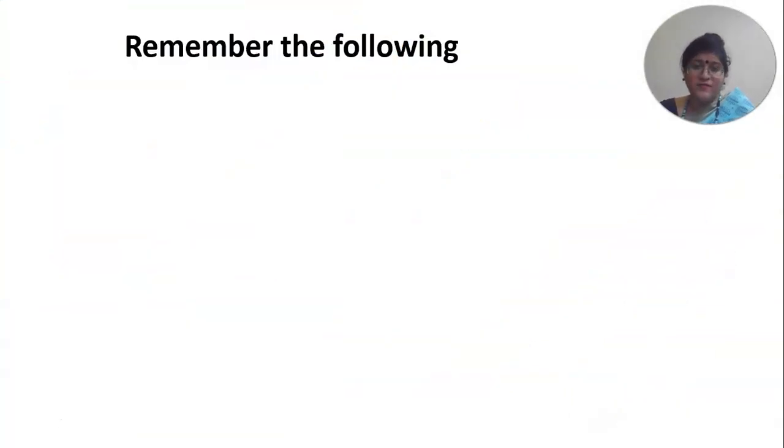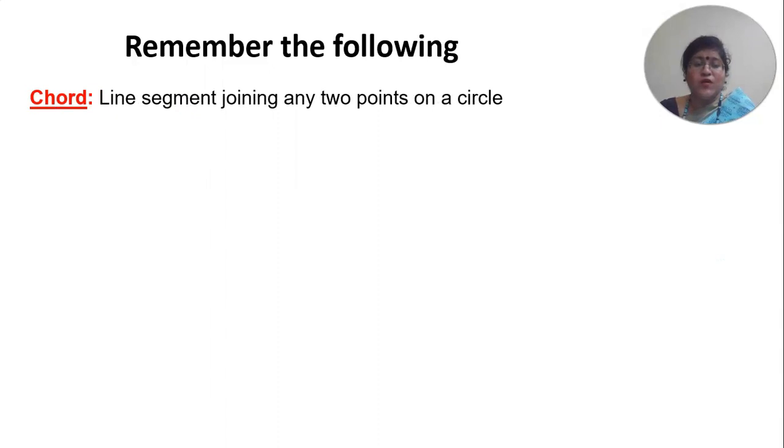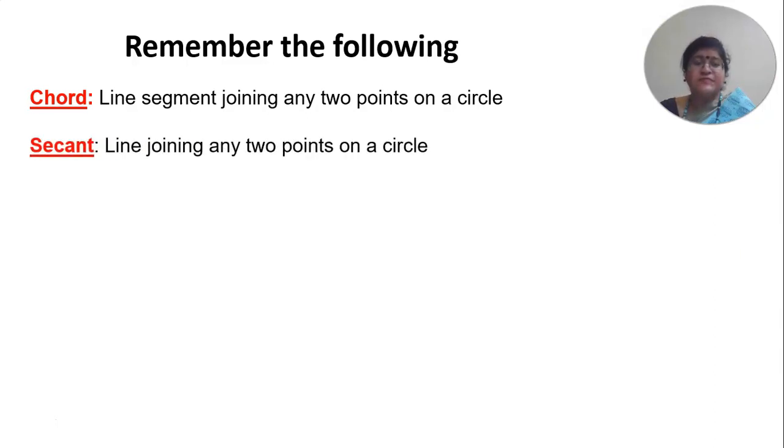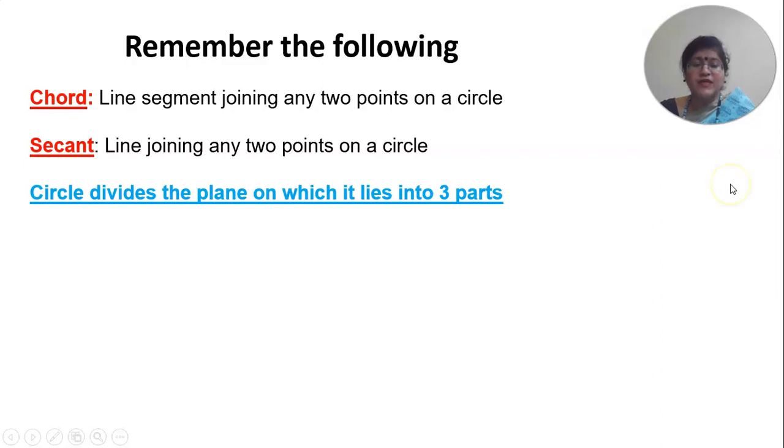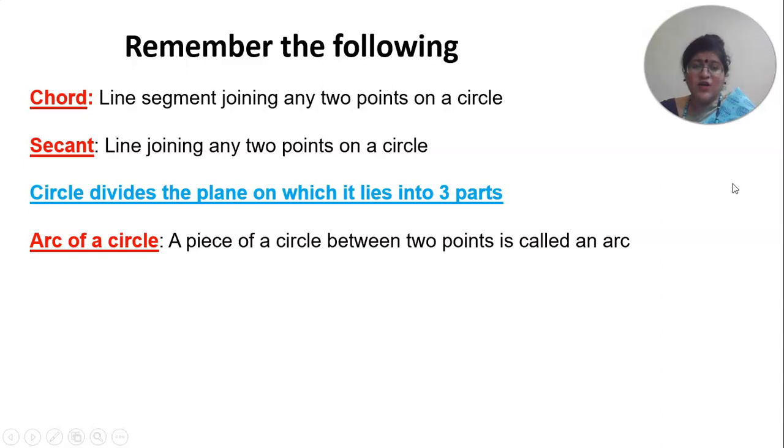Remember the following. You should know how to identify it. First, what is a chord of a circle? It's a line segment joining any 2 points on a circle. Secant, it's a line joining any 2 points on a circle. This is line segment and this is line. And you know that the circle divides the plane into 3 parts. What is an arc of a circle? The definition is given out here.